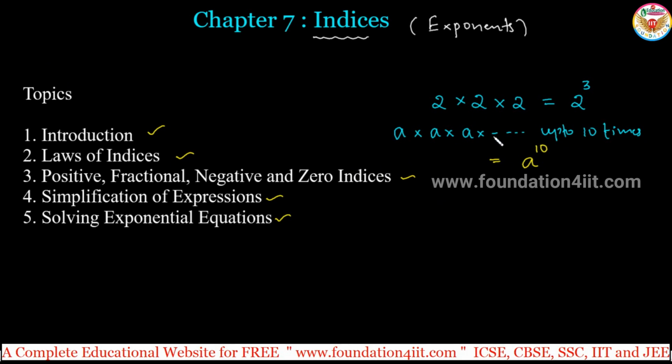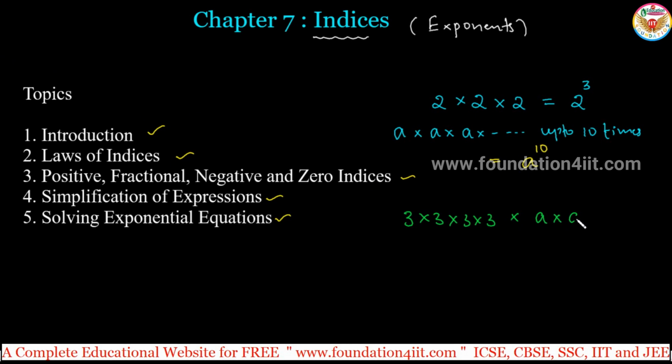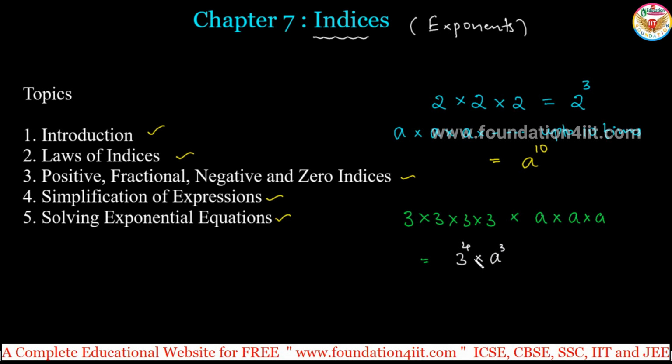Not only one number, if you take a combination like 3 into 3 into 3 into 3, 4 times, into again a into a into a, we can write this in exponential form. That is 3 raised to the power 4 because 3 is taken 4 times. That means 3 power 4 is 3 multiplied 4 times, not 3 into 4. Remember. Again, a is raised to the power 3, a is taken 3 times. So 3 power 4 into a to the power 3. So this is indices, the basic thing we'll use.